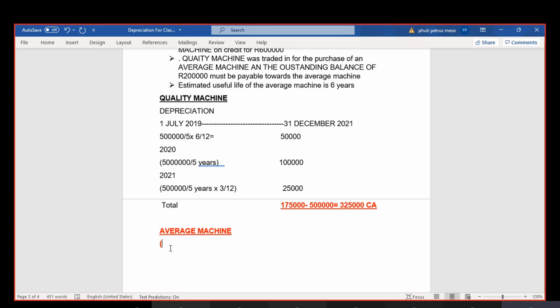I'm not sure if that makes sense. So does that mean we achieved a 325,000 purchase selling price for the quality machine? Yes. Okay, then I understand. All right. Any questions?